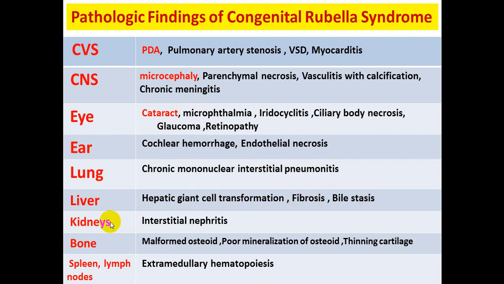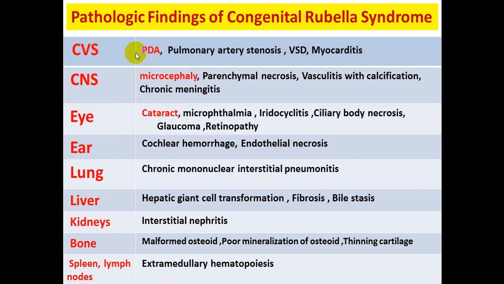In the kidneys, the patient may develop interstitial nephritis. In the bones, there will be malformed osteoid and thinning of the cartilage. In the spleen and the lymph node, there will be extramedullary hematopoiesis. And in the skin, there may be an erythropoiesis in the dermis. So these are the clinical manifestations of a congenital rubella syndrome.